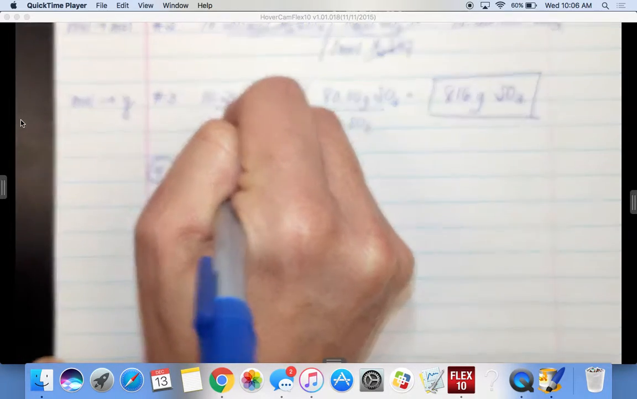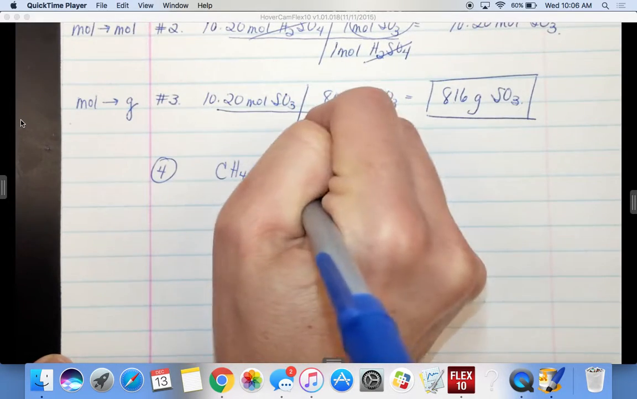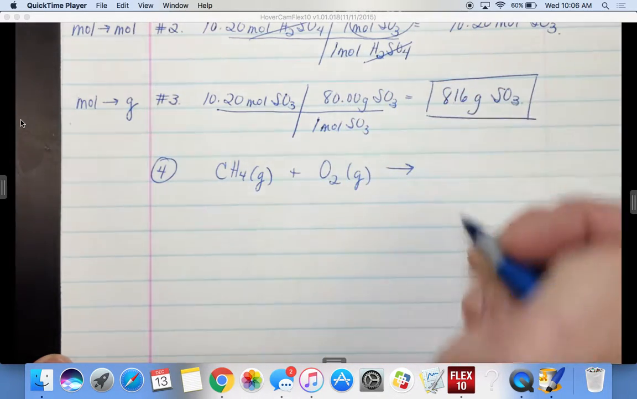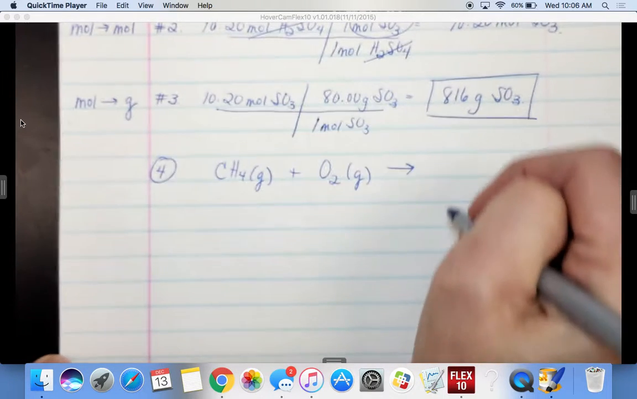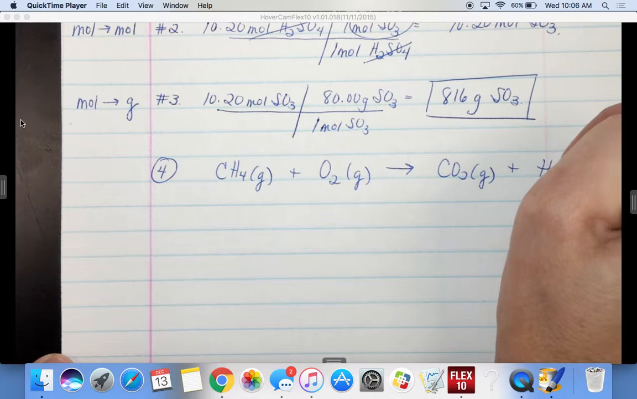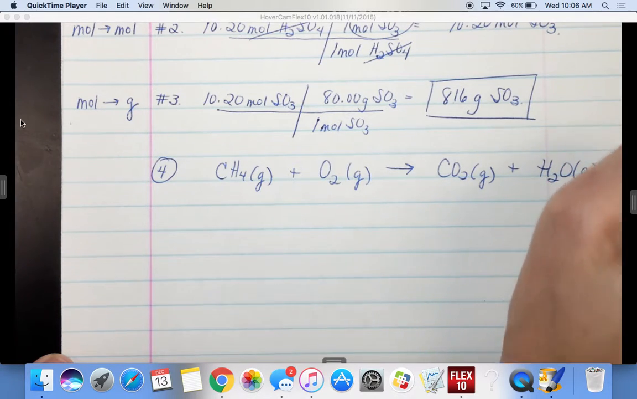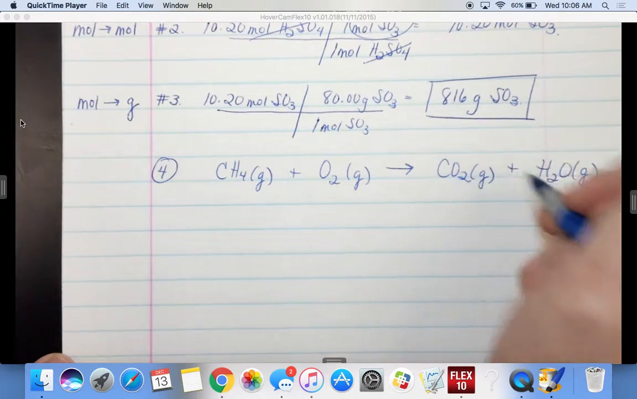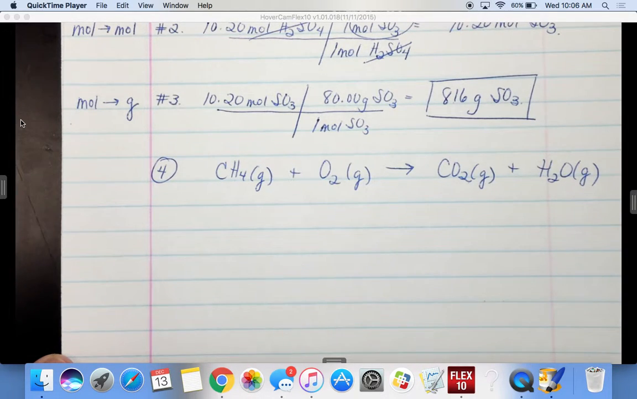All right, so methane is CH4. When a hydrocarbon reacts, it has to have oxygen as a reactant. The complete combustion tells you we're making carbon dioxide gas and water. Now, because this is an exothermic reaction, that water is going to be gaseous.